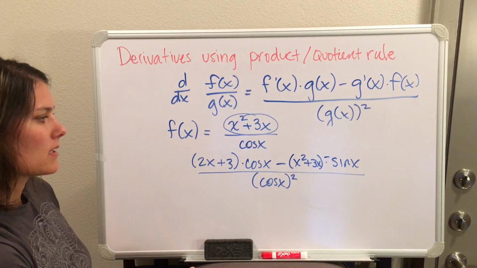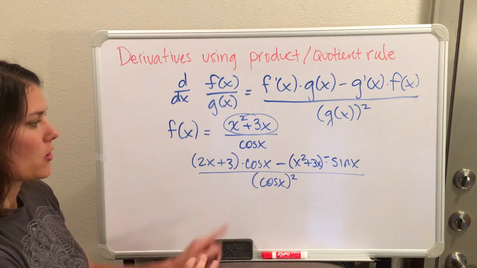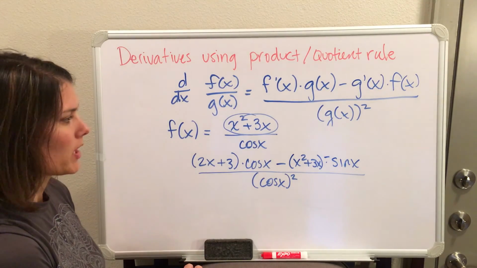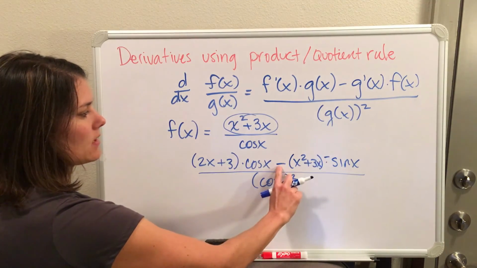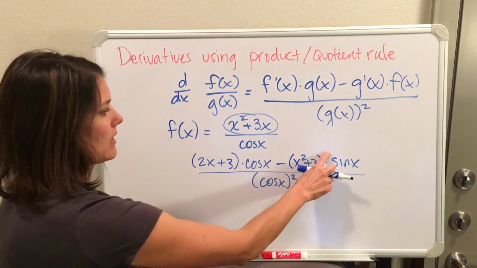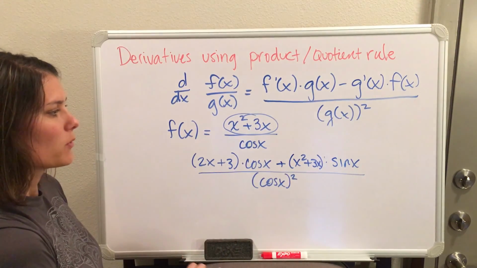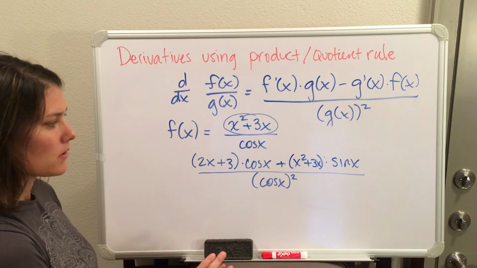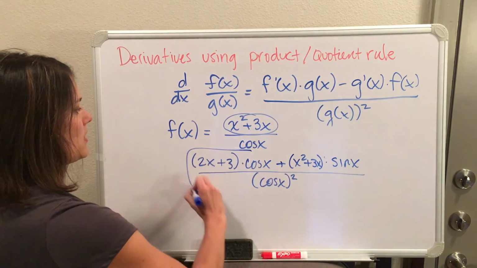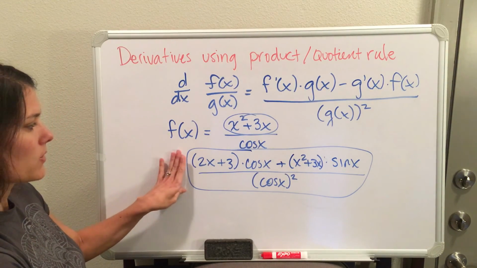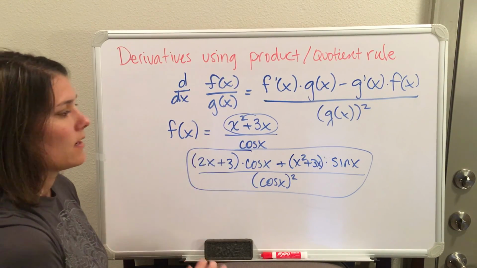Now there is a little bit of cleaning up you can do. Just make sure that you do not reduce these cosines. That is incorrect algebra. But this negative and this negative can combine to make it a positive. And you could distribute, but really nothing's going to combine or reduce. And so I'm just going to leave my answer like this. And then again, this represents the slope of this function.